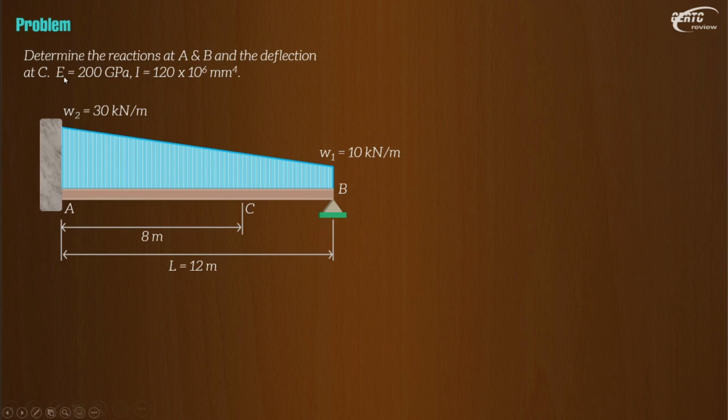Alright, so let's say the modulus of elasticity is still 200 GPa and the moment of inertia is 120 times 10 raised to 6 millimeters to the fourth power. The beam is 12 meters long span. The load is varying from 30 at the fixed end to 10 kilonewton per meter at the simple end. Alright, C is 8 meters from the fixed end.